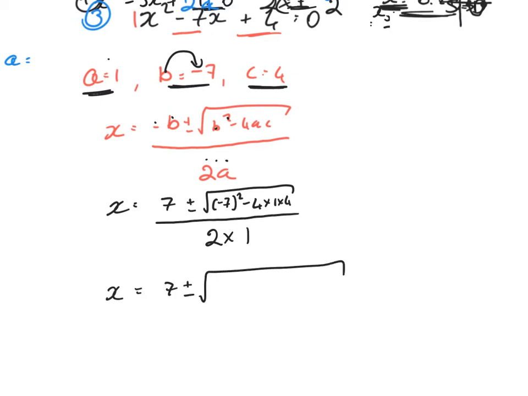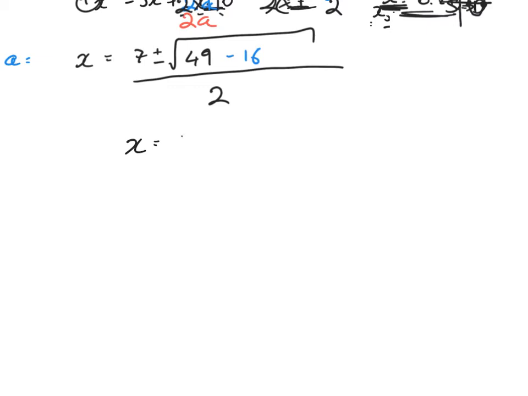Okay, let's tidy up what's inside. Minus 7 squared is 49. Notice I'm not using a calculator at this point because it's not required, and I shouldn't rely on one if it's not required. And then it will be minus 4 times 1 times 4. So minus 4 times 1 is minus 4. Minus 4 times 4 is minus 16. All divided by 2 times 1, which is 2.